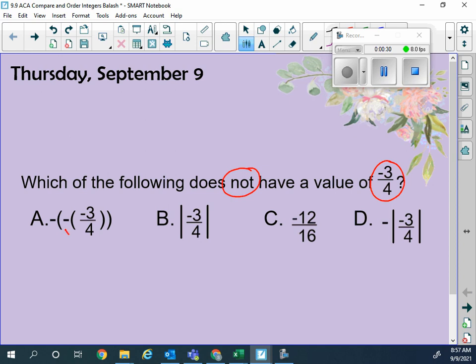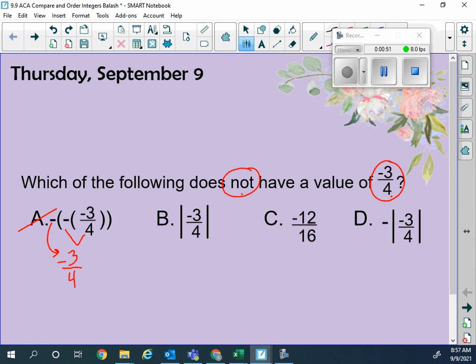So let's deal with this first. The opposite of negative 3/4 would be what? 3/4. Just 3/4. And then we apply this, and that makes it what? Negative 3/4. Well, we're looking for not negative 3/4, so can that be the answer? No.